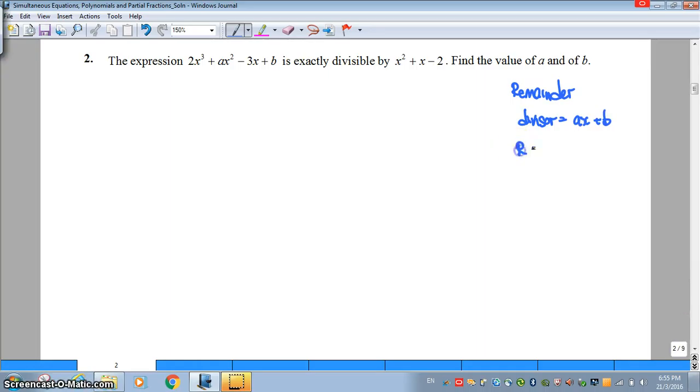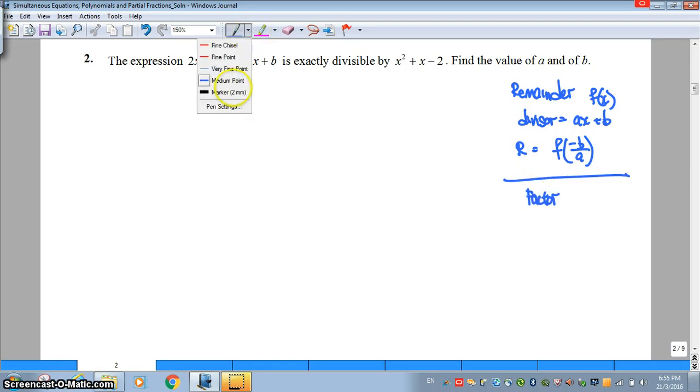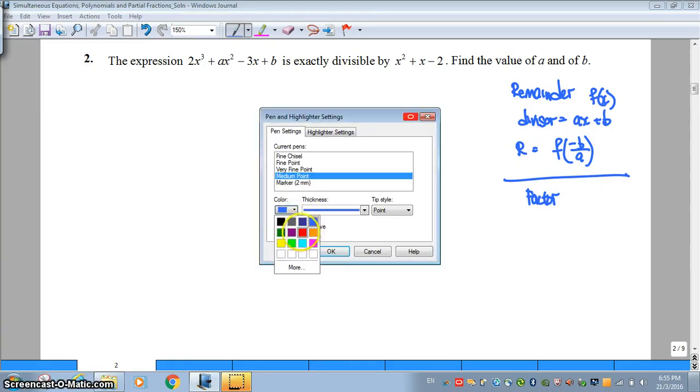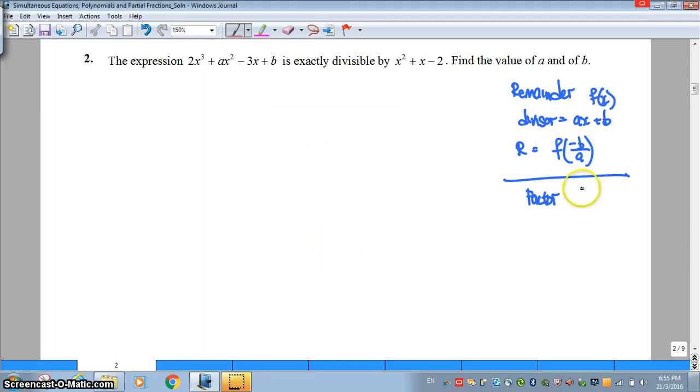This means that your remainder, if the polynomial function is defined to be f(x), will be equal to f of negative b over a. And that is what the remainder theorem is about. But in factor theorem, it's also very similar, except you will see the keyword called factor, or if not, exactly divisible.